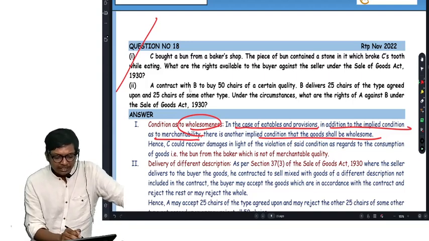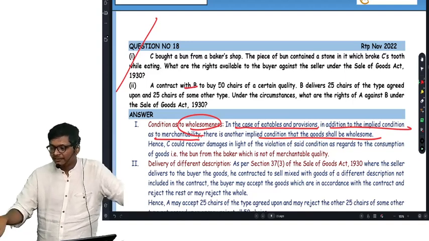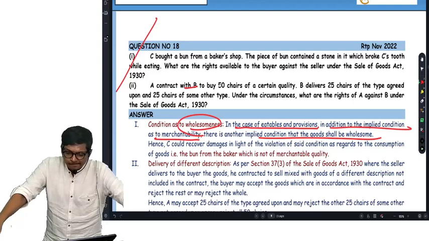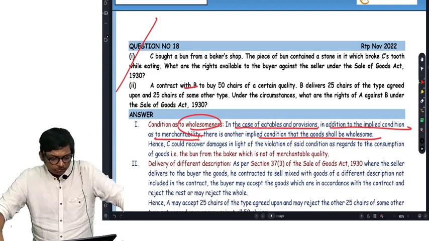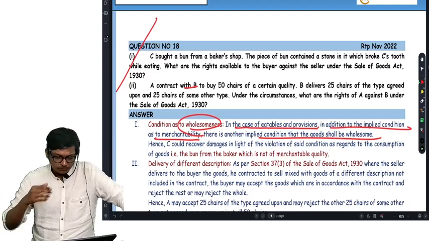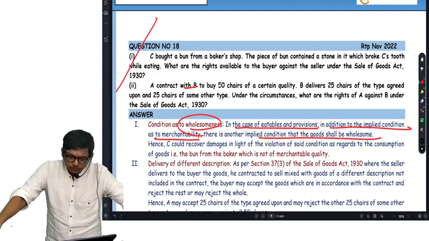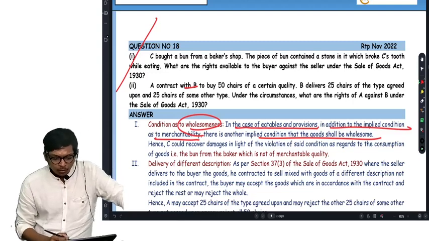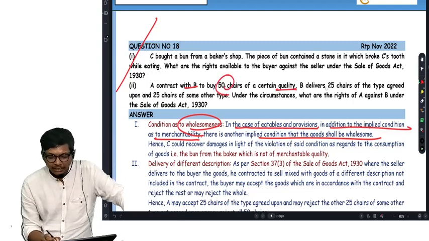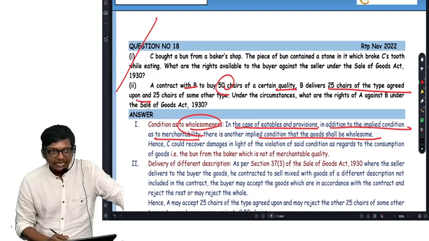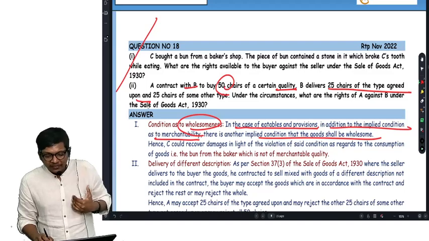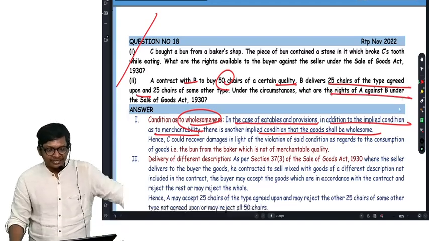Okay. A contracts with B to buy, yes, read it, Ram, read it, online will read. What is this? Description. I wanted to buy 50 chairs of certain quality. B delivers 25 chairs of the type agreed. I wanted 50 blue chairs. He gave 25 blue. Good. 25 red. 25 I will accept. Remaining I will return or I will claim damages.